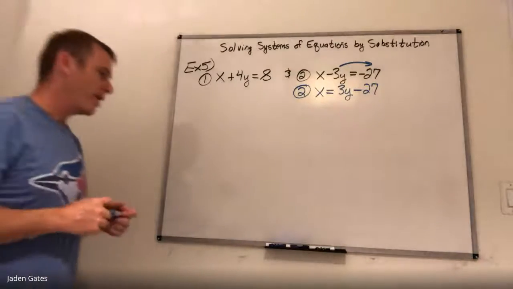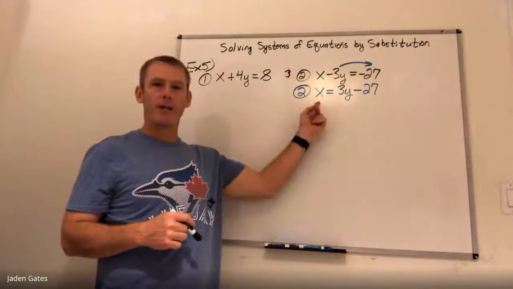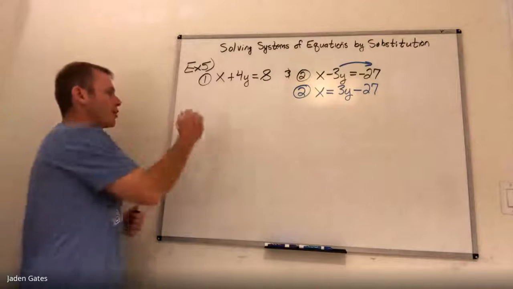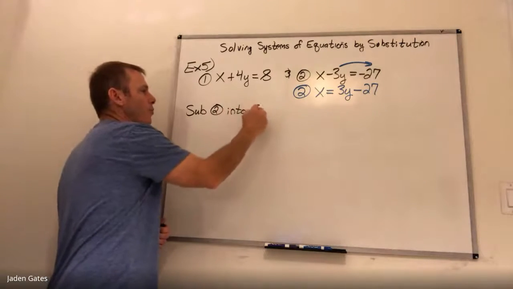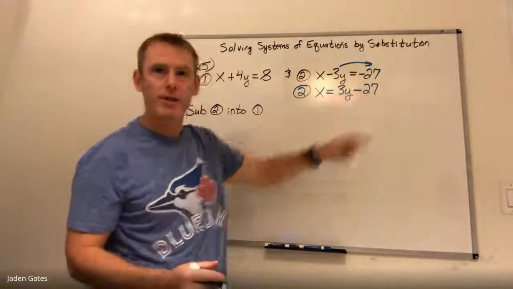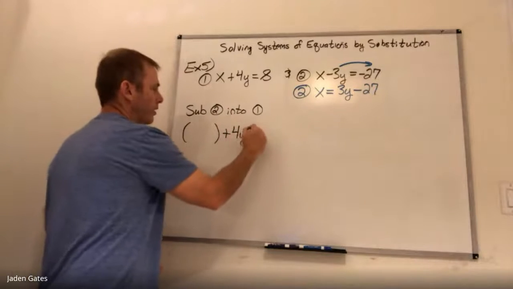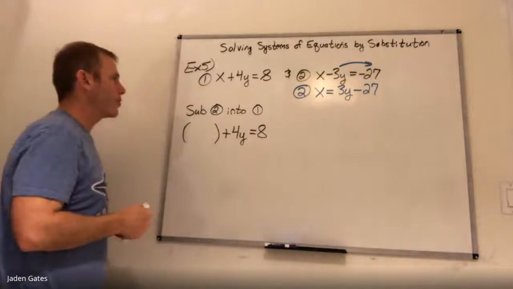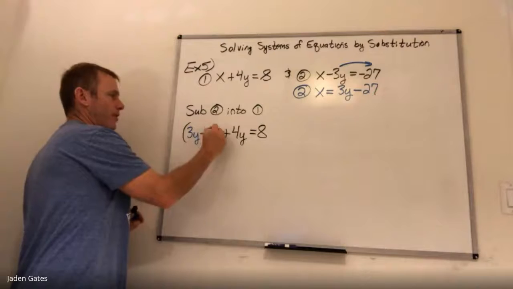All right. Now, here again is why this method is called substitution. Because I got the variable by itself, I'm going to take that new equation, equation number 2, and I'm going to sub it back into number 1. So wherever there's an x in number 1 here, I'm going to put this 3y minus 27 instead. And so this equation is x plus 4y equals 8. But again, just as I said, there's my equation number 2. Instead of an x, I'm going to put the 3y minus 27.